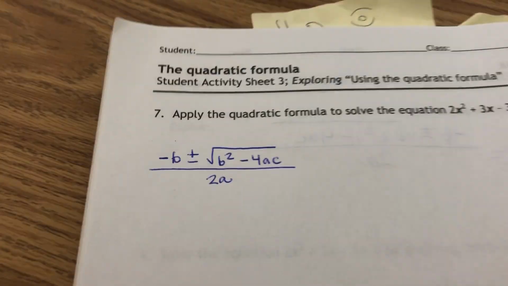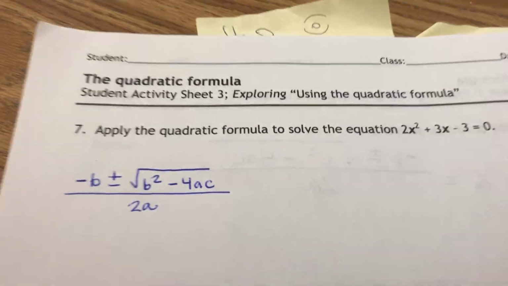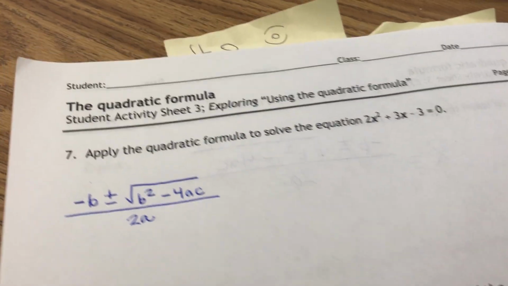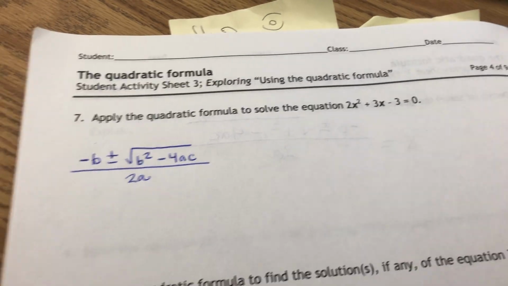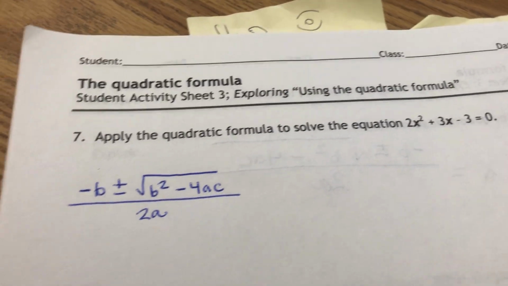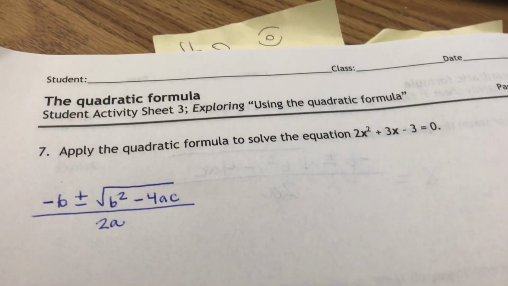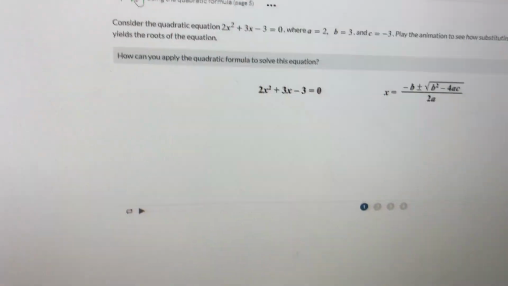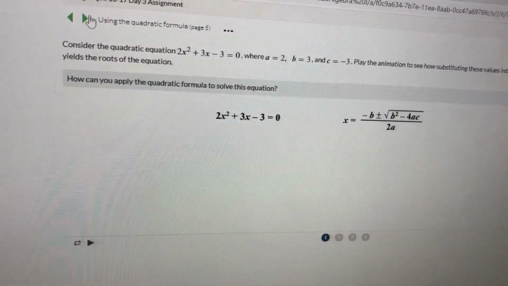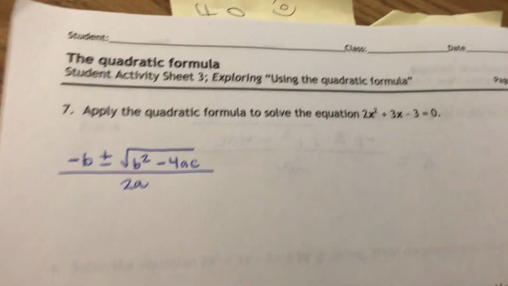Now I'm on slide 5 and page 640 in your book. It says to apply the quadratic formula to solve this equation. And this is where you might have to bear with me on the camera work. Page 5 does follow along with this exact same problem. I'm just going to work through it with you here.